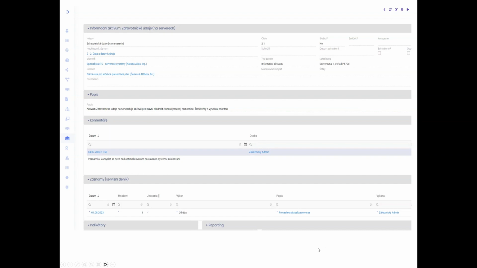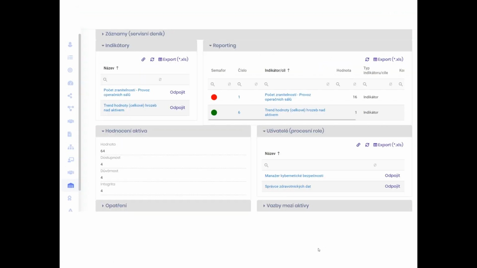Each asset can be assigned responsible persons who are responsible for its management and protection. An asset can be evaluated in terms of availability, confidentiality, and integrity. The program automatically calculates the value of the asset. An asset can be assigned indicators that measure and evaluate specific data related to the asset's threat. The status of the indicators is visualized in color in the form of a traffic light.